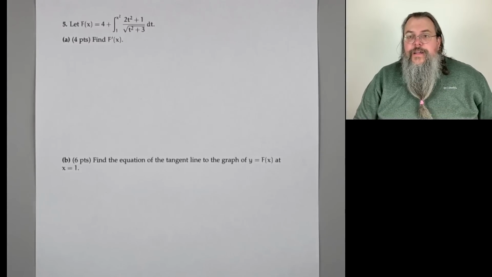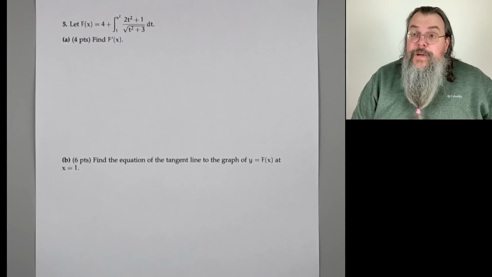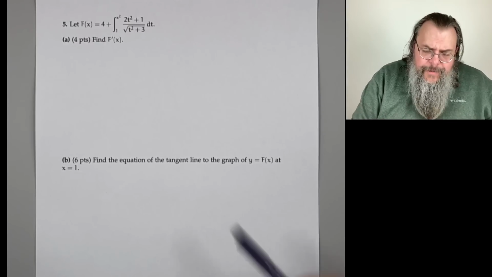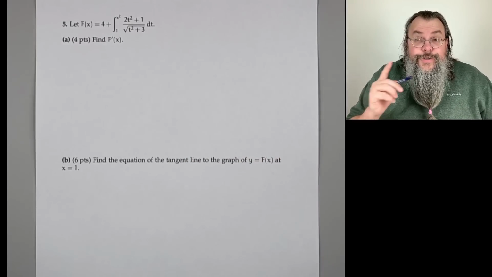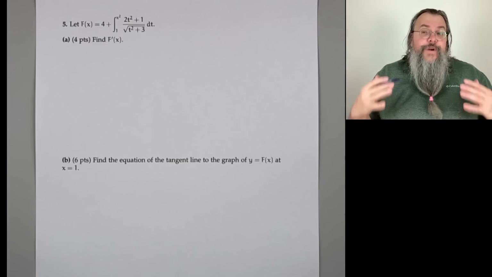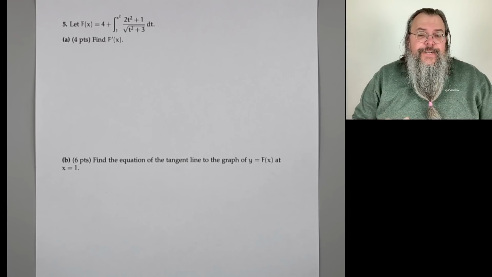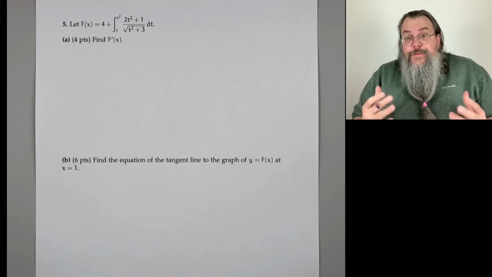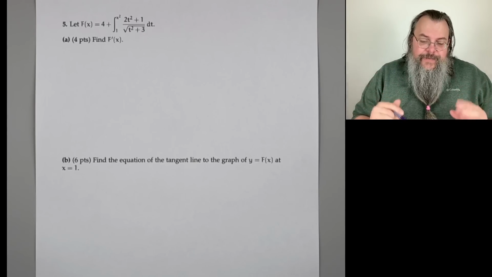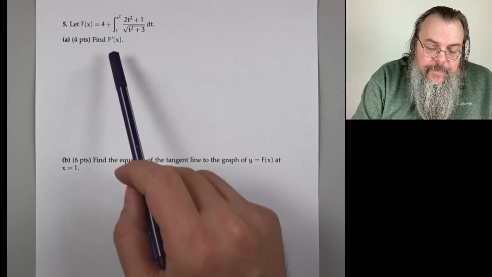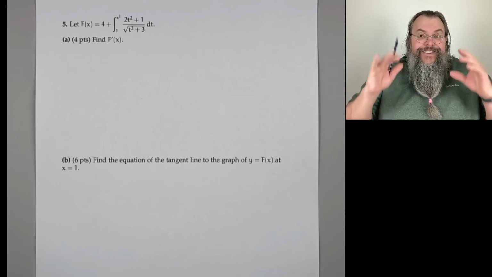What? That looks terrible. Maybe we could do that next semester, but how do we integrate that today? Or do we even have to? Probably if something looks really hard, maybe we don't have to do it. I mean, sometimes we do, but let's see what's going on. First thing, f prime of x. All right.